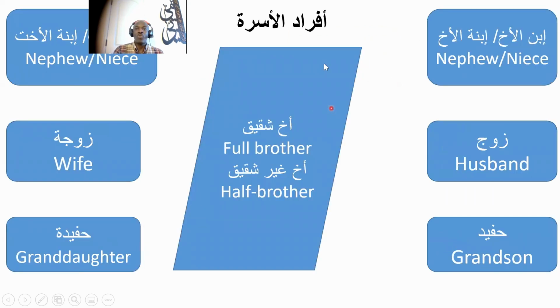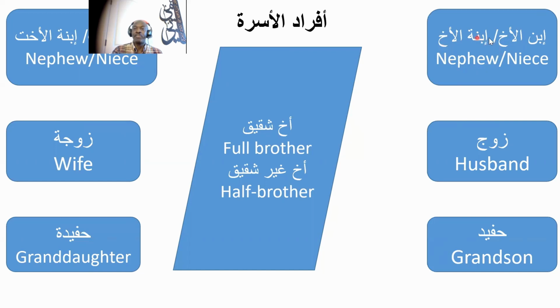All right, so let's focus on this one here, and also we call them Afrad al-Usra. Fard, as we said, is the individual or the member. Afrad al-Usra, family members. Okay, so let's focus on the sons and daughters of your brother and your sisters. Here we have ibn al-akh, the son of the brother. Akh is brother. Ibn al-akh is the son of a brother, and that is nephew in English. You say my nephew.